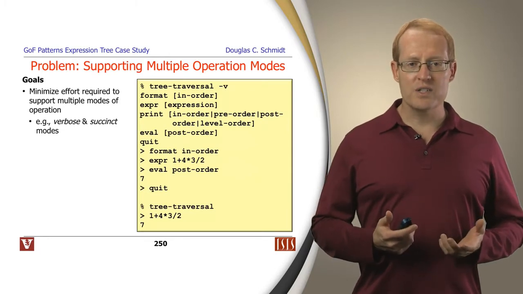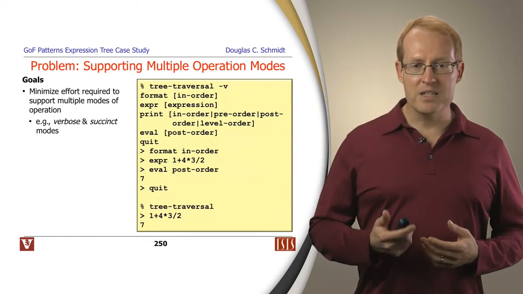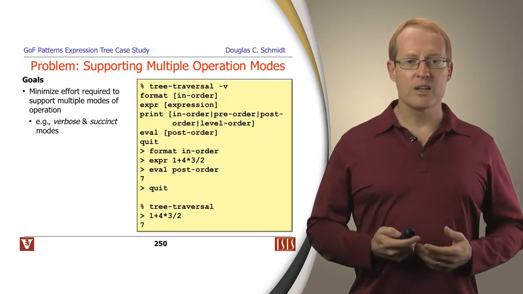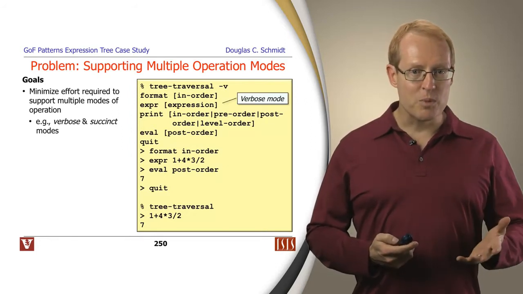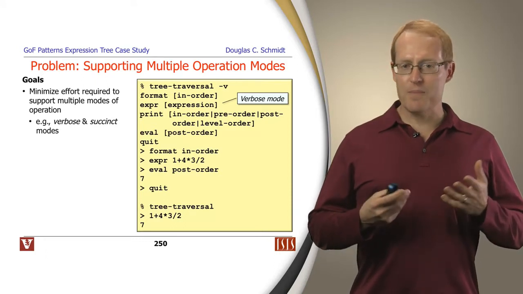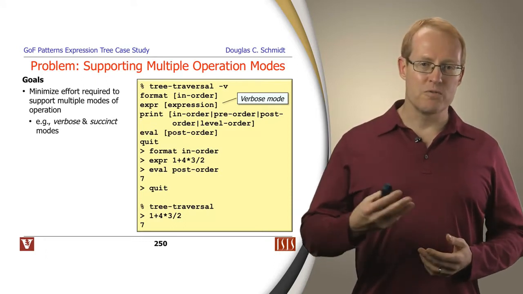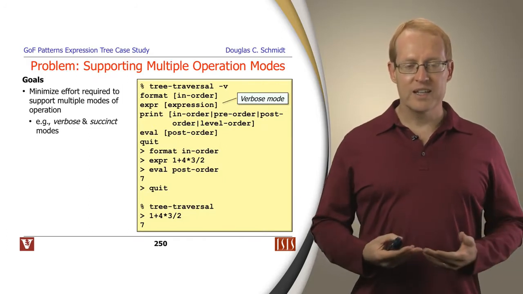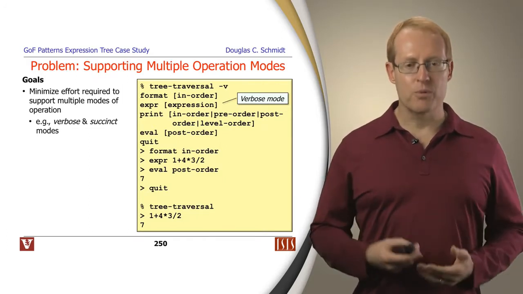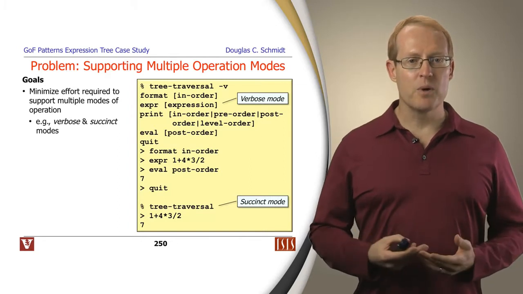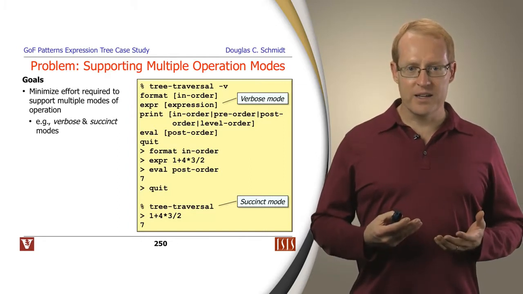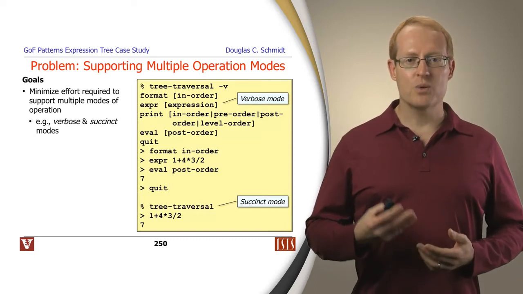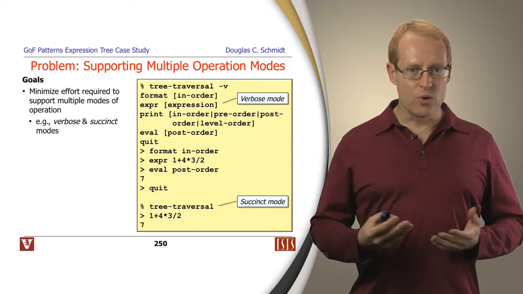Well, to start with, some of the goals we have are to minimize the effort required to support these different modes of operation. The so-called verbose mode, where users type commands in order to be able to format and evaluate and print and quit and so on to interact with the program, as well as succinct mode, which is basically a glorified command line calculator, where you get a prompt, you type an expression using the in-order format, and you get an answer back.